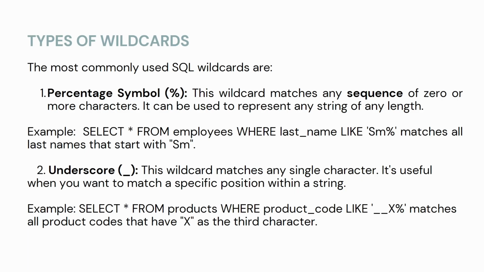Now for the underscore symbol, this wildcard matches any single character. It's useful whenever you want to match a specific position within a string. For example, if we write select star from products where product code like underscore underscore x percentage, it means that the first and second position of the string can be anything, but the third position has to be x, and after that it can be anything because of the percentage symbol. Now let's look at some examples to understand them better.